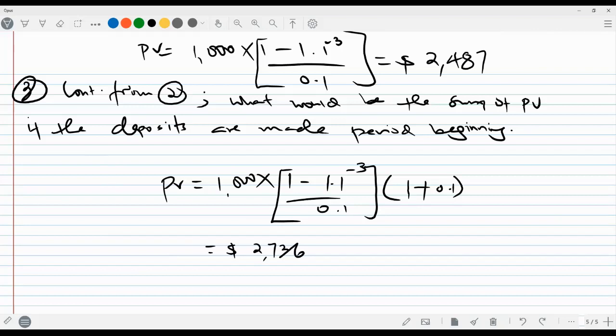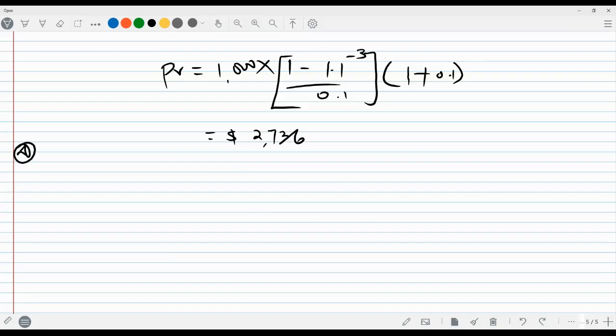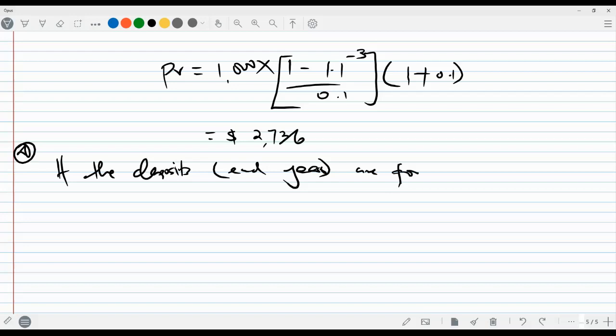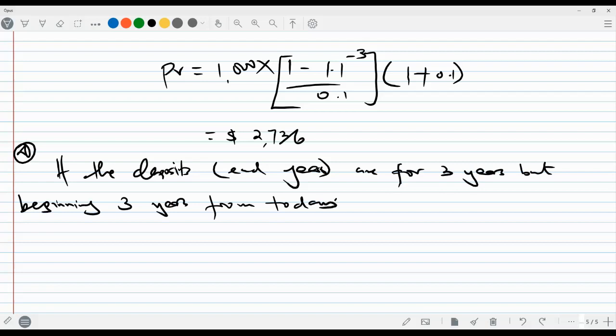Now let's do example 4. If the deposits occur at the end of the year, are for 3 years, but begin 3 years from today, what is the present value of the deposits?